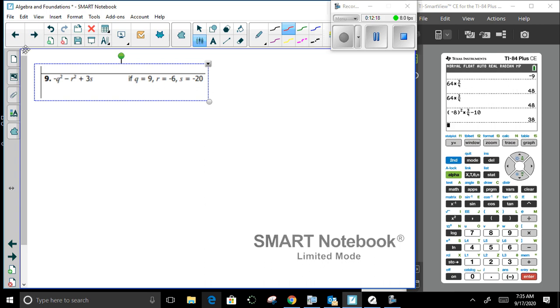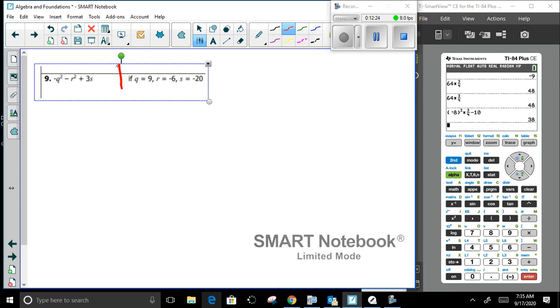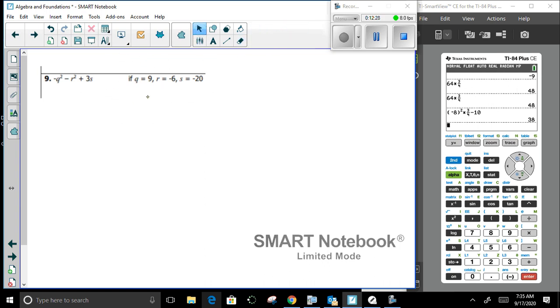All right, let's see what good ones we got going on here. I think we might do 9, and then I think we'll be 10. So you guys can get started on what you need to get started on for today.